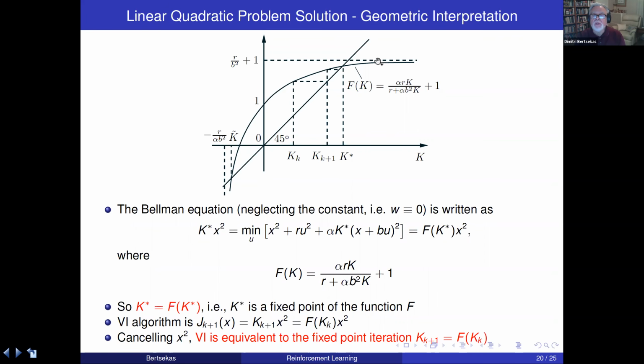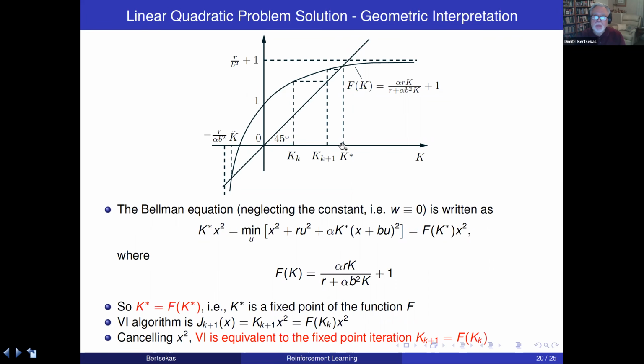And Bellman's equation has as solution the fixed point of this equation. In other words, the value of k for which this curve function meets this straight line function, which is at 45 degrees, okay? This point here satisfies k star equals f of k star, okay? And this is, in fact, the solution of Bellman's equation.